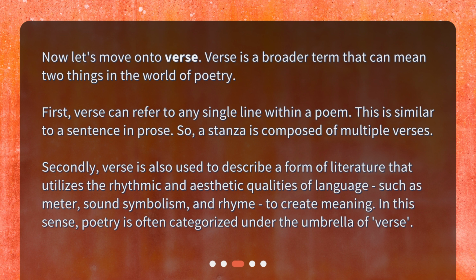Secondly, verse is also used to describe a form of literature that utilizes the rhythmic and aesthetic qualities of language, such as meter, sound symbolism, and rhyme, to create meaning. In this sense, poetry is often categorized under the umbrella of verse.